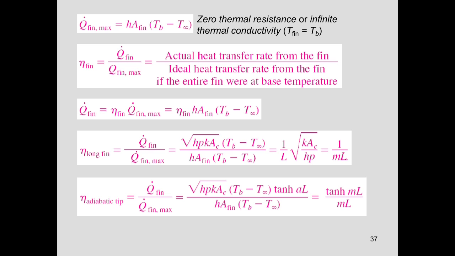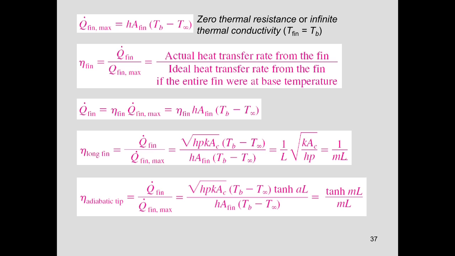So for a very long fin, what is the efficiency? Efficiency of long fin is equal to Q of fin divided by Q of fin maximum, which is equal to square root of h P k A_c multiplied by T_B minus T infinity divided by h A of fin multiplied by T_B minus T infinity. If we solve this, we get 1 upon L square root of k A_c divided by h P, and this is equal to 1 upon mL. So efficiency of a very long fin is 1 upon mL. So what is m? m is square root of h P divided by k A_c.